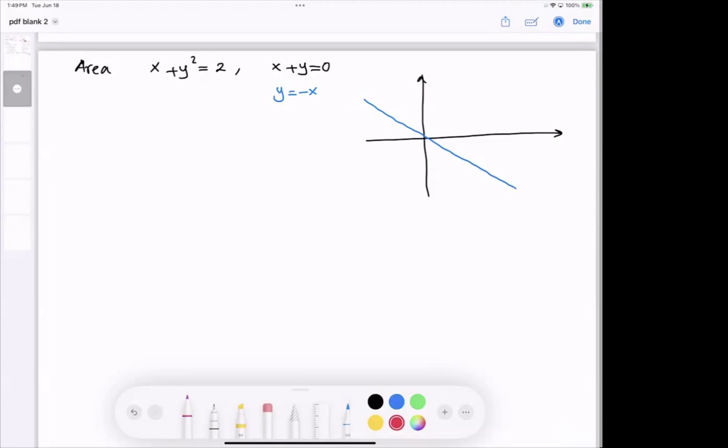And then for the other one, you have y squared equals 2 minus x. Since you have power 2, y becomes plus or minus square root of 2 minus x. For the positive part of the square root, you have this portion, and for the negative portion, you have down here. So that's how you get a hyperbola. On top, you have y equals positive square root of 2 minus x, and down here, you have y equals negative square root of 2 minus x.